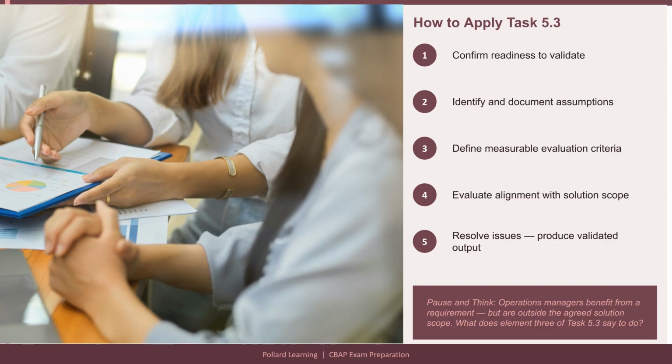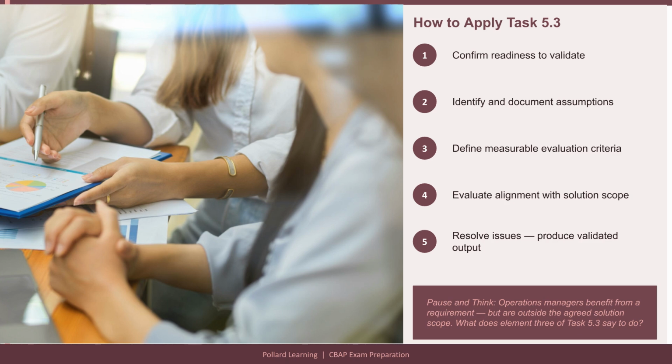Here are the 5 steps that apply Task 5.3 from initiation to validated output. Step 1. Confirm readiness to validate. Validation activities may begin before requirements are fully verified, but they cannot be completed until verification is done. Before finalizing any validation decisions, confirm the verification status of the requirements being reviewed. This sequencing rule exists because validating a requirement that is still ambiguous or internally inconsistent can produce unreliable validation outcomes. Step 2. Identify and document assumptions.